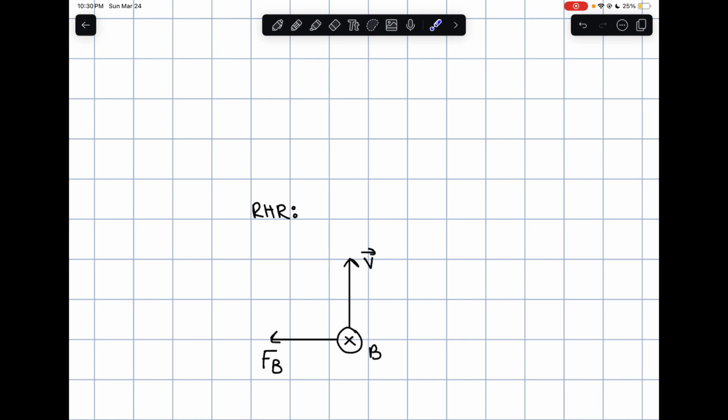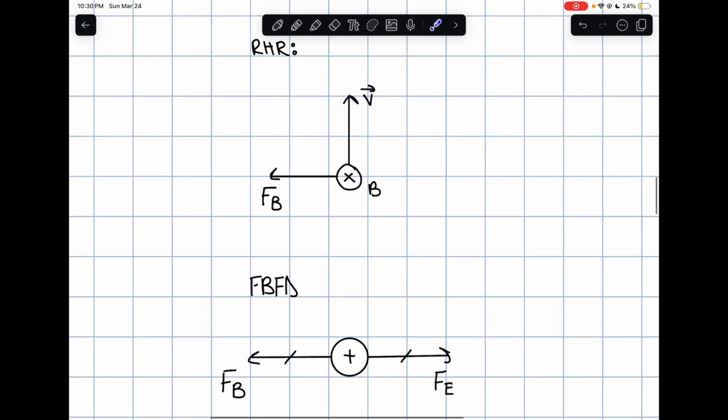Let's start by determining the direction of the magnetic force. We can do this through the right-hand rule. First, we're given that the magnetic field is into the page, so take your middle finger and point it towards the screen. Then we're given that velocity is pointing upwards, so we take our pointer finger and point it in the direction of velocity. As a result, our thumb then points towards the left, giving us the direction of the magnetic force.